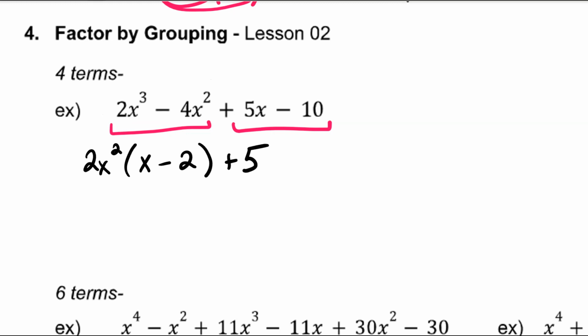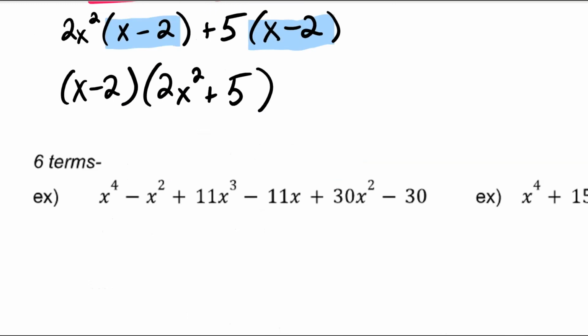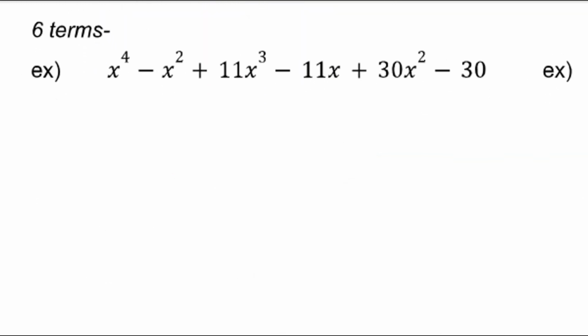And I could pull out a 5 from the second 2 terms and also be left with an x minus 2. Now this should be the case every time, that there's a greatest common factor of x minus 2 between these. So I could write it once on the outside, and I'm left with 2x squared plus 5. I checked real quick, there's nothing I could do to factor 2x squared plus 5, so this is as far as I could go. I could also do grouping with 6 terms.